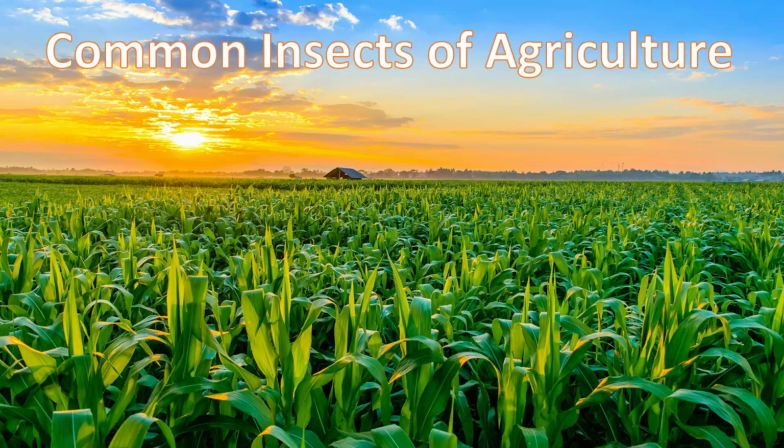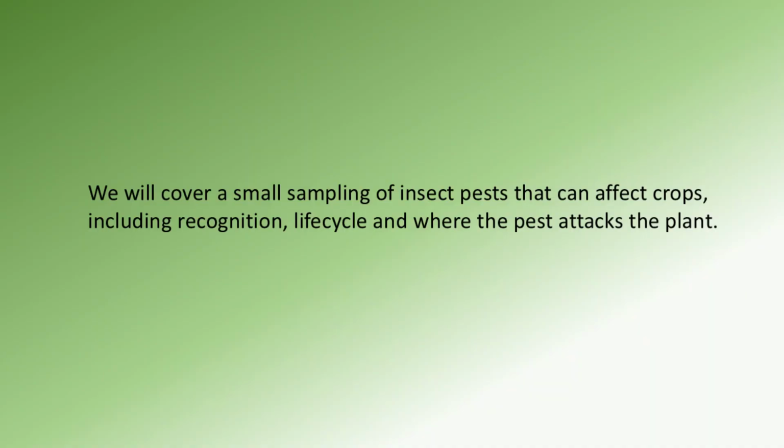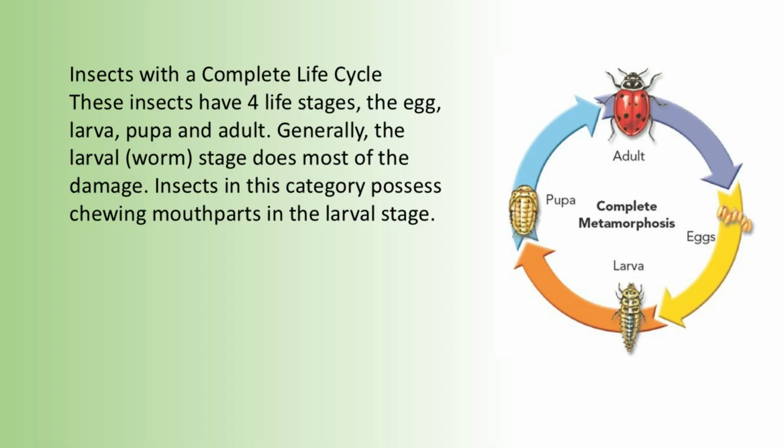Common insects of agriculture. We will cover a small sampling of insect pests that can affect crops, including recognition, life cycle, and where the pest attacks the plant. Insects with a complete life cycle. These insects have 4 life stages: the egg, larva, pupa, and adult.